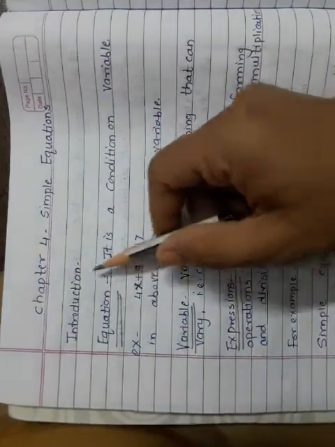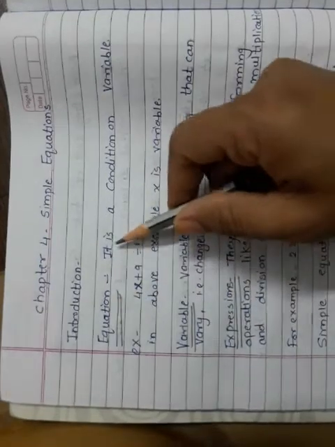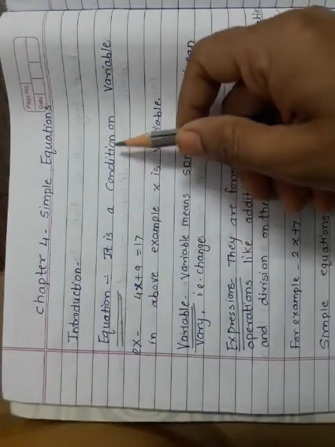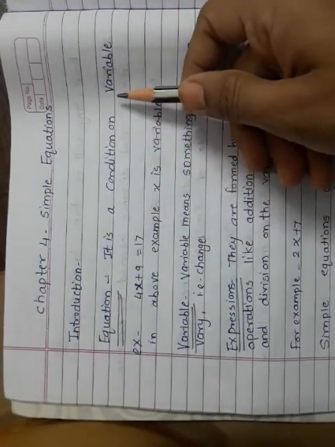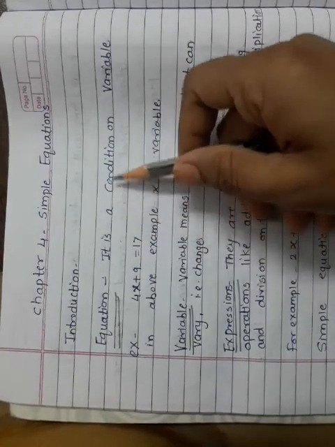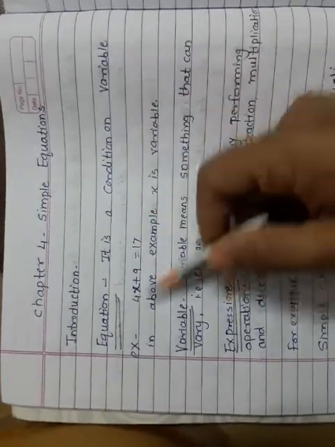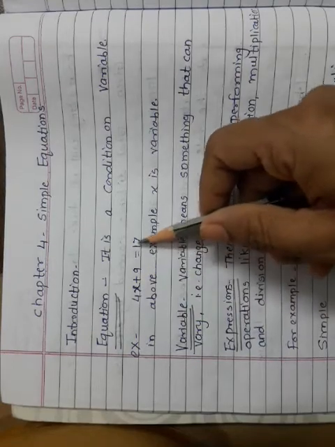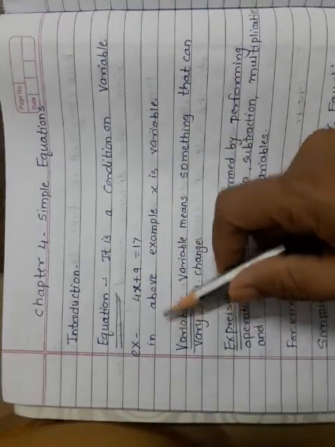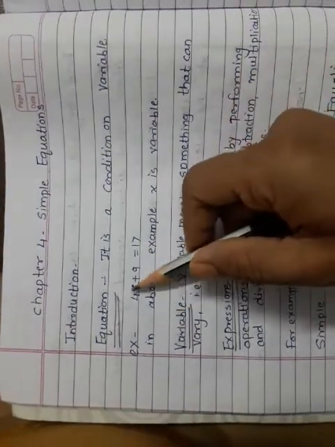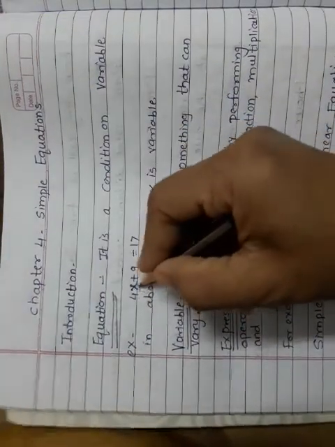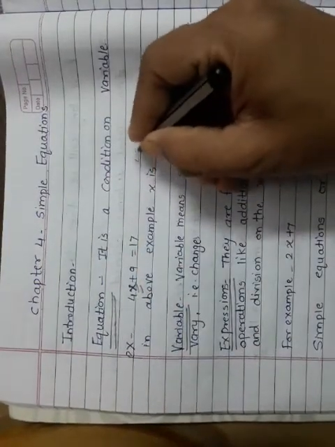So we will see what is meant by equation. It is a condition on variable. For example, 4x plus 9 is equal to 17. In the above example, x is the variable. Here x is what? X is the variable.